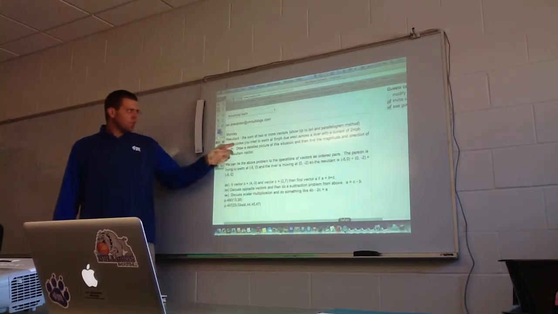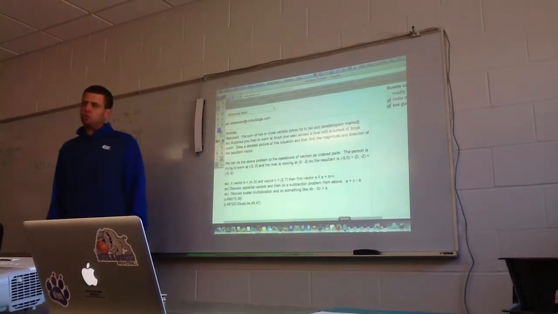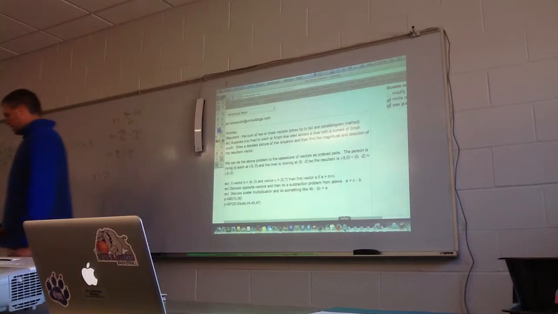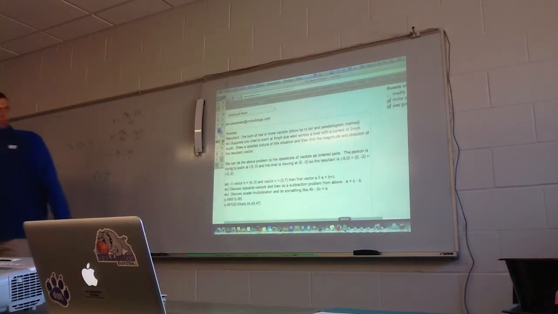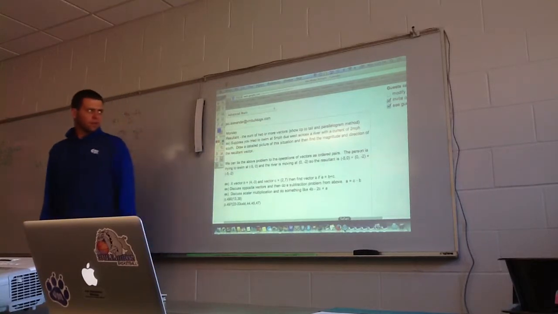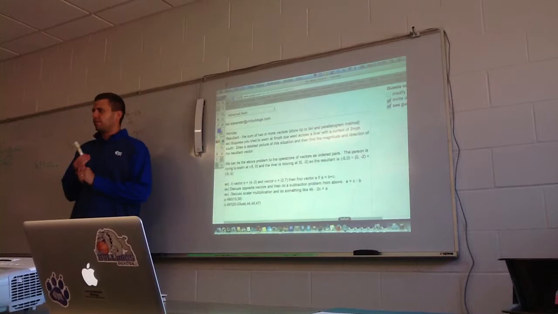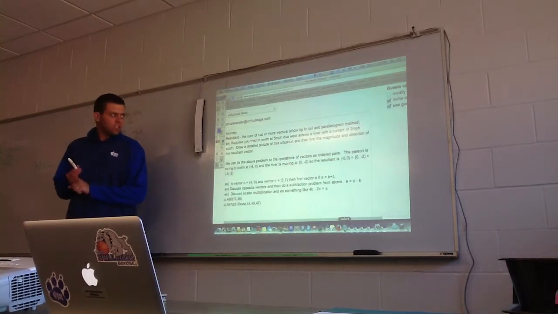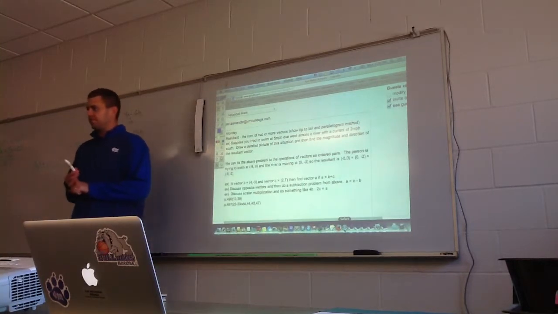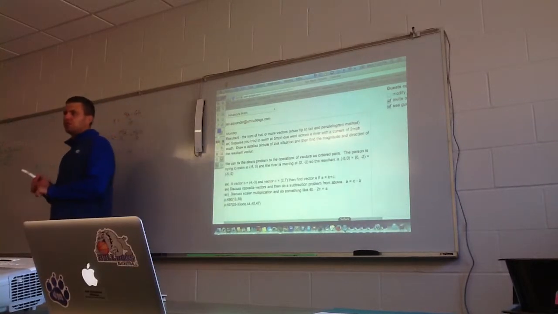Here's our story problem. Suppose you tried to swim 5 miles per hour due west across a river with a current of 2 miles per hour south. Draw a detailed picture of this situation. And then find the magnitude and direction of the resultant vector.